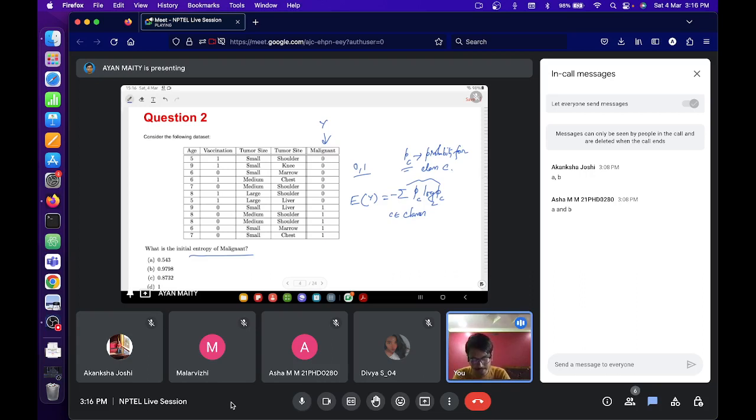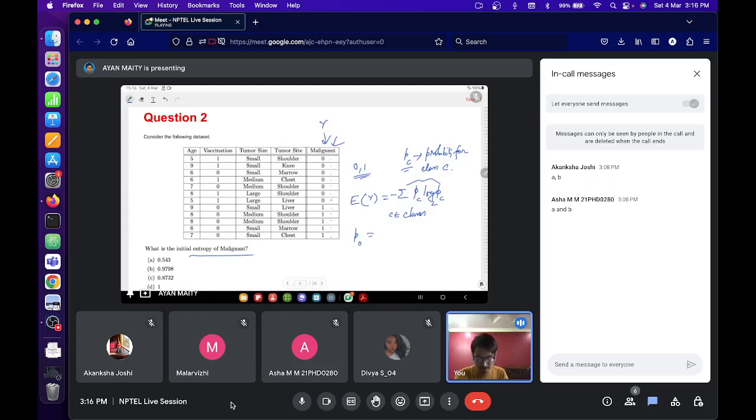So there are two classes, 0 and 1. So P0 and P1, these are the two values that we have to find first. So what is P0 here? How many zeros are there in this malignant class? 1, 2, 3, 4, 5, 6, 7. Those 7 points are zeros, and 1, 2, 3, 4, 5 ones.